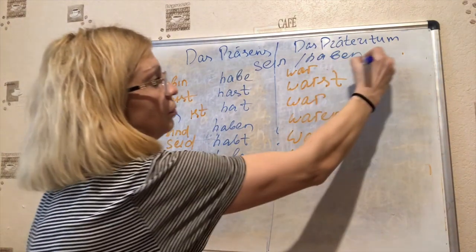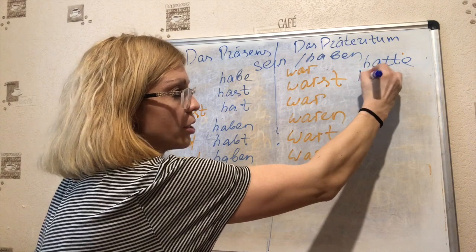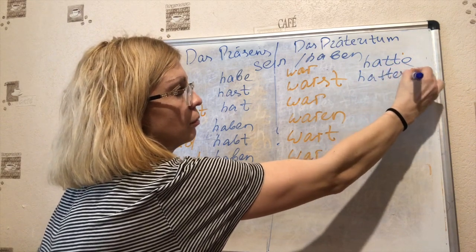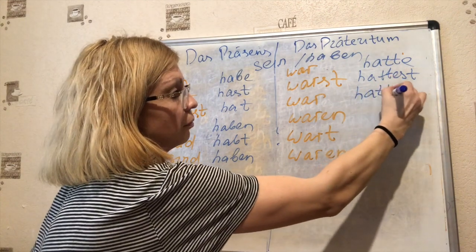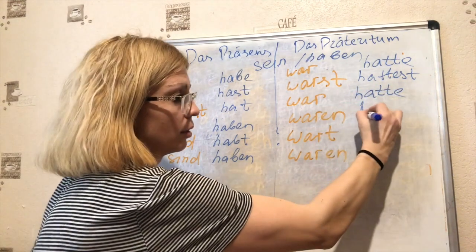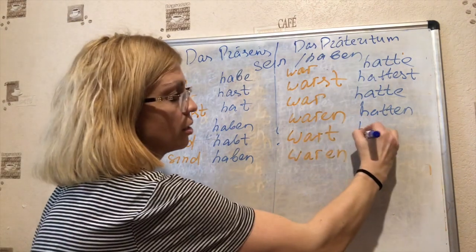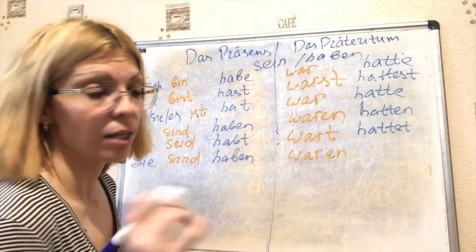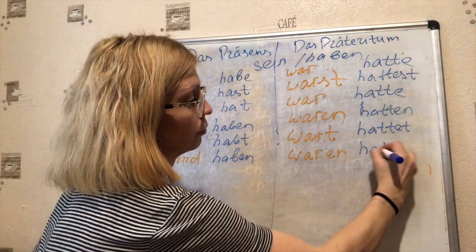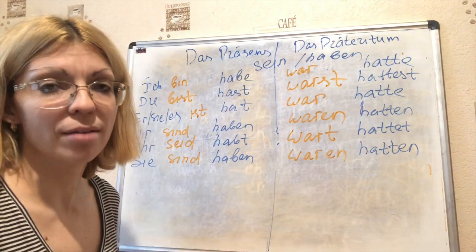Okay, and in the past tense, okay? Ich hatte. Du hattest. Er, sie, es hatte. Wir hatten. Ihr hattet. And the last one is sie hatten.